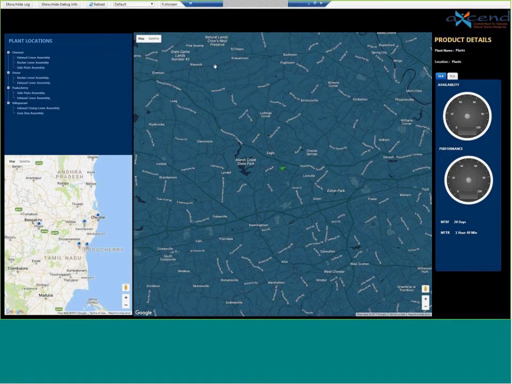Okay, so Scott, are you able to see the dashboard here? I can. Looks good. Okay, all right, thank you.